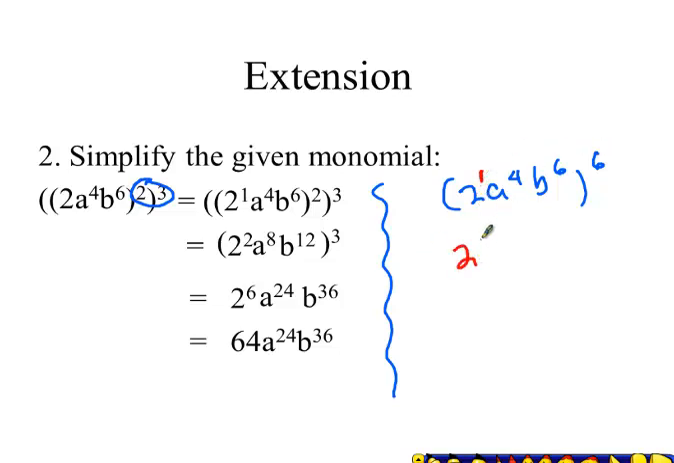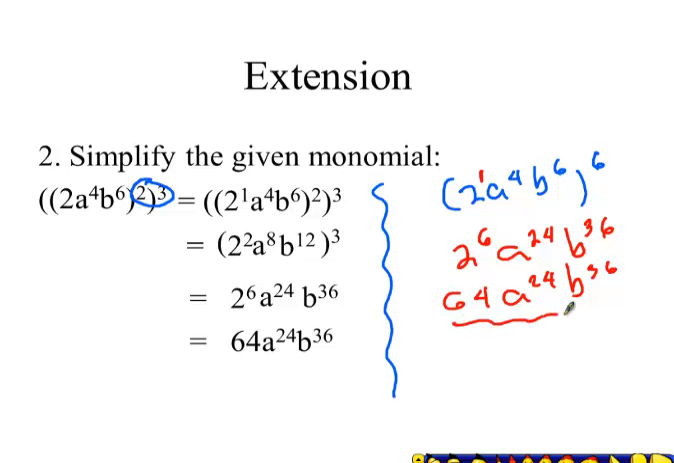That's just 2 raised to 6. A raised to 4 raised to 6, that's just a raised to 4 times 6, 24. And then b raised to 6 raised to 6, that is just b raised to 36. And again, 2 raised to 6 is just equal to 64. Bring down a^24, and then bring down b^36. Note that you'll be able to get the same answer.